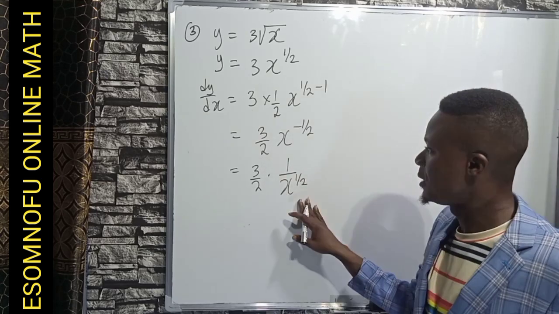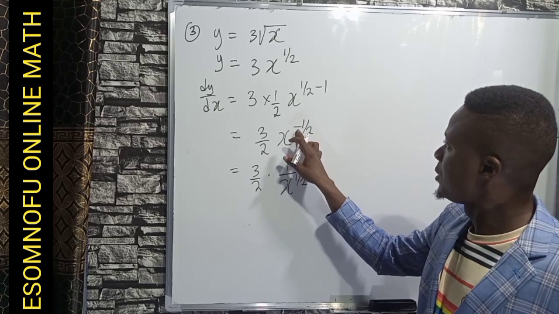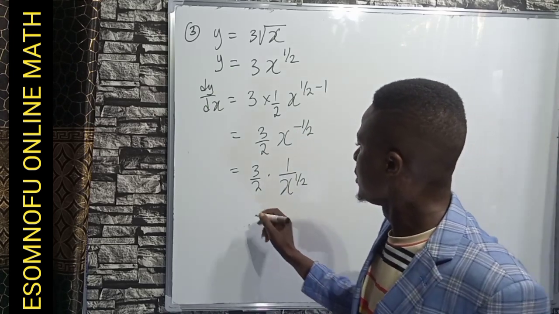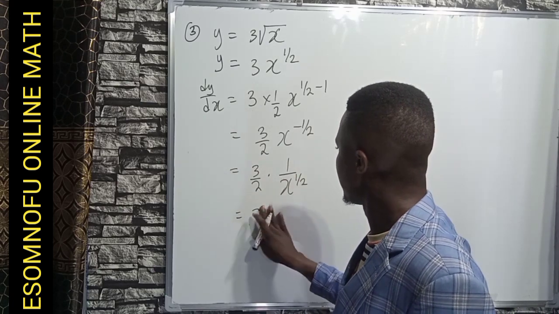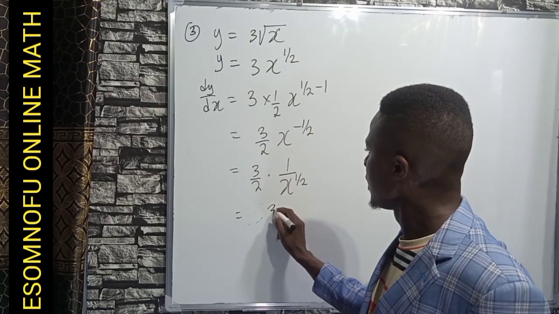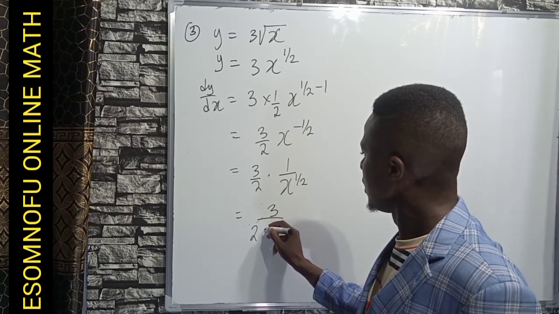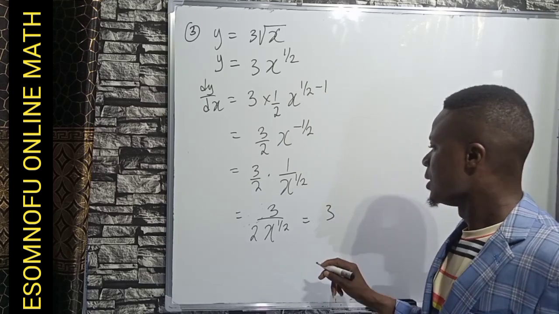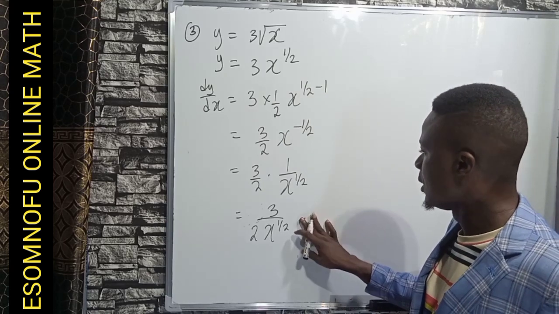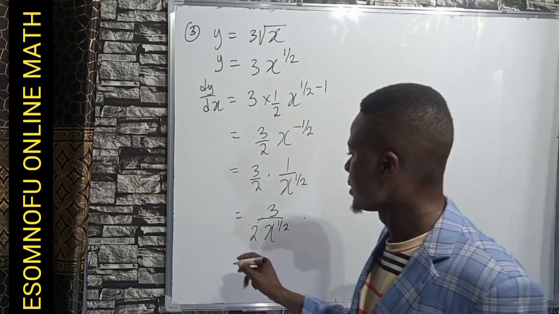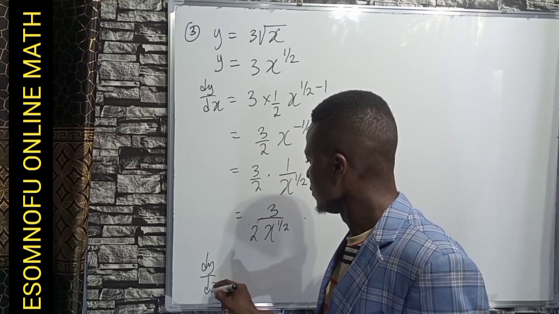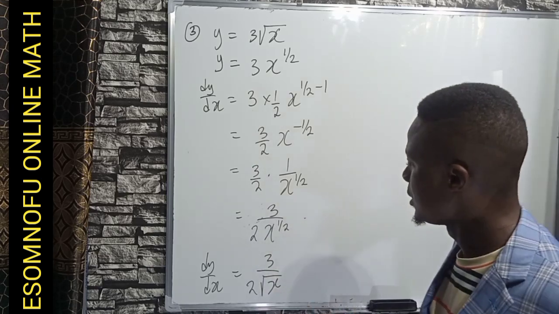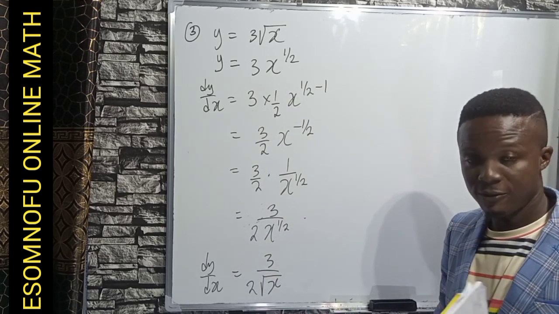This is still the same thing as 3 over 2 times 1 over x to the power of half, if you know the laws of indices very well, because the power to a negative power means 1 over everything. Then this is the same thing as 3 times 1. When you multiply 3 by 1, you shall have 3 over 2 x to the power of half. And you remember that from the laws of indices that any number to the power of half means square root of that number. So I can say that dy over dx is equal to 3 over 2 root x, and this is just the answer. So let's take the fourth question.